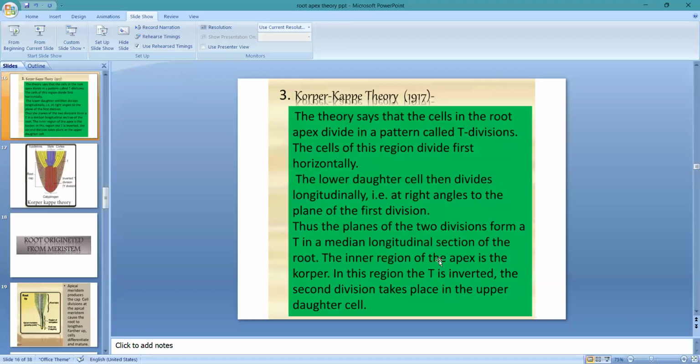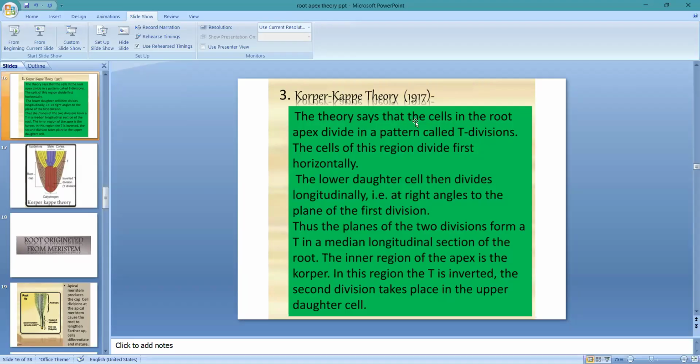Next, the third one is the Korper-Kappe theory. It was put forward by D. Schupp in the year 1917. In the shoot apex, the tunica corpus theory is given by Schmidt. But here, the root apex Korper-Kappe theory is given by D. Schupp, in the year 1917. According to this theory, it is comparable with the tunica and corpus theory of the shoot apex.